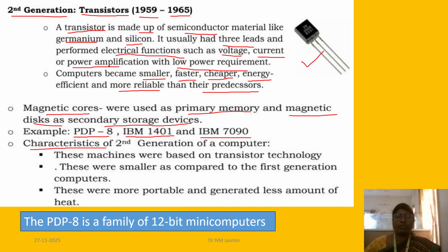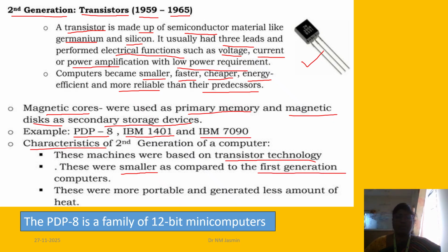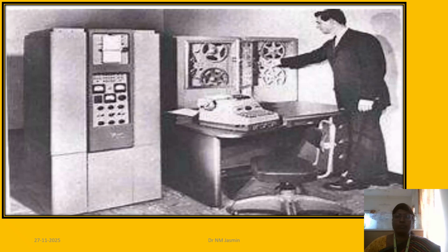If you see the characteristics of the second generation of computers, these machines were based on transistor technology. Of course, these are very small compared to the first generation computers. They were more portable and generated less heat. The first generation computers covered the whole room. Now here you can see that it is somewhat smaller than the first generation computers.